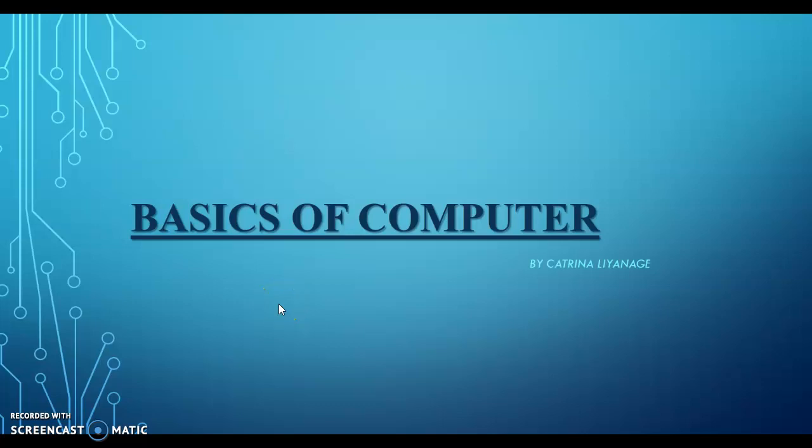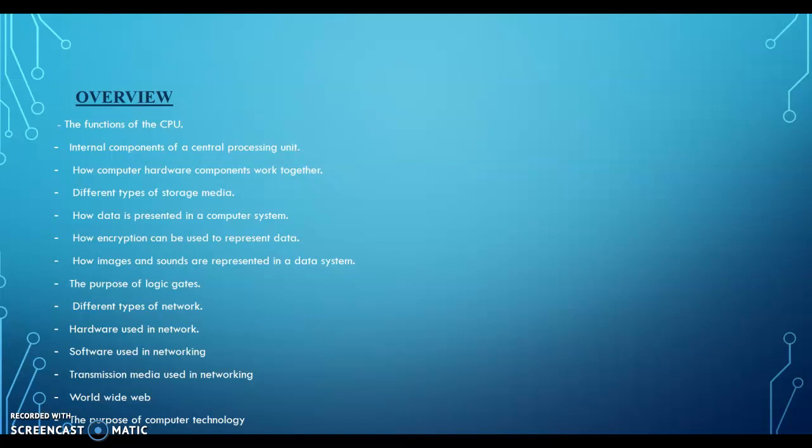Hello, I have been given the final assignment on the basics of a computer. This is the overview.